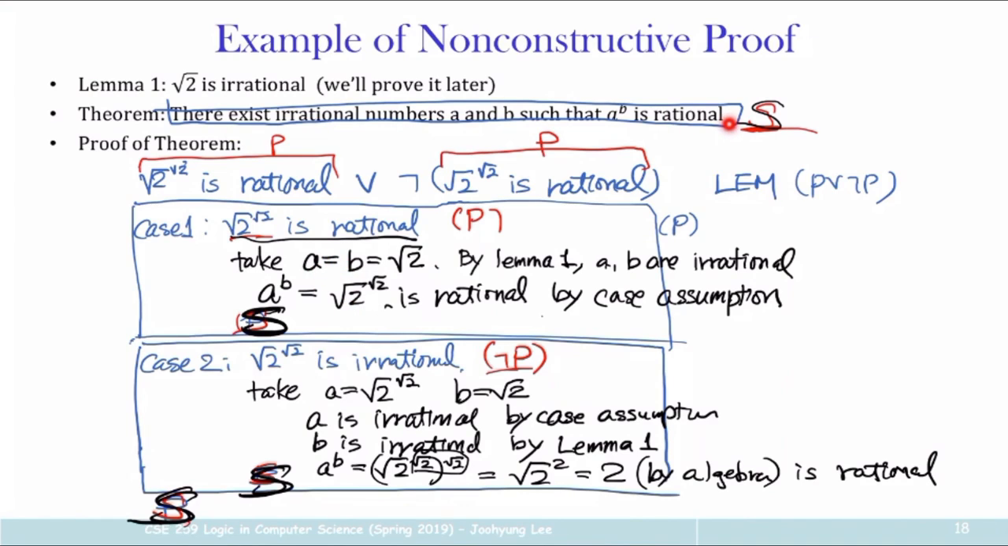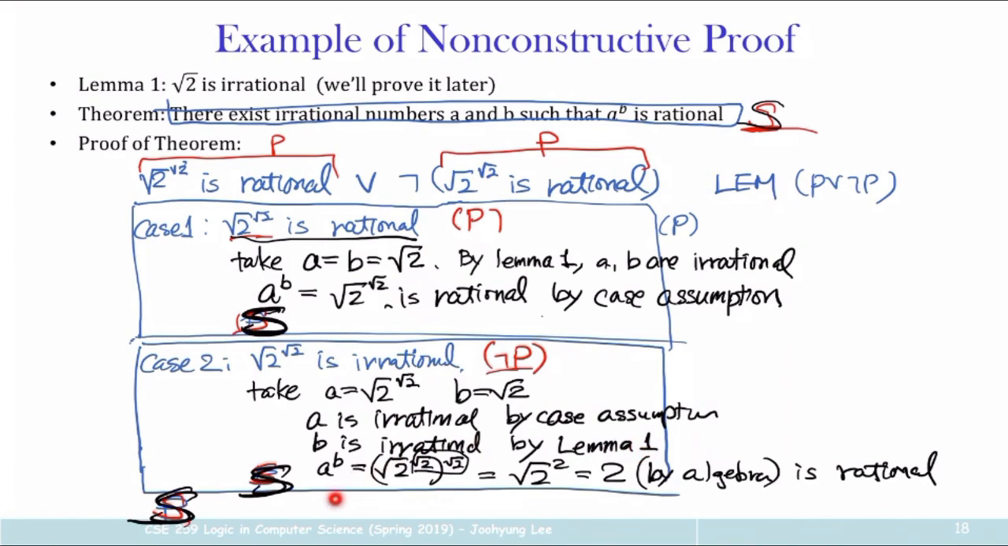In case 2, we assume that this is irrational, then take a to be this number and take b to be this number, because the given statement didn't say what a and b should be. It says there exist irrational numbers a and b such that a to the power b is rational. So if we take a to be this one and b to be this one, we know that a is irrational because that's what we assumed in case 2. And square root of 2 is still irrational because lemma 1 still applies.